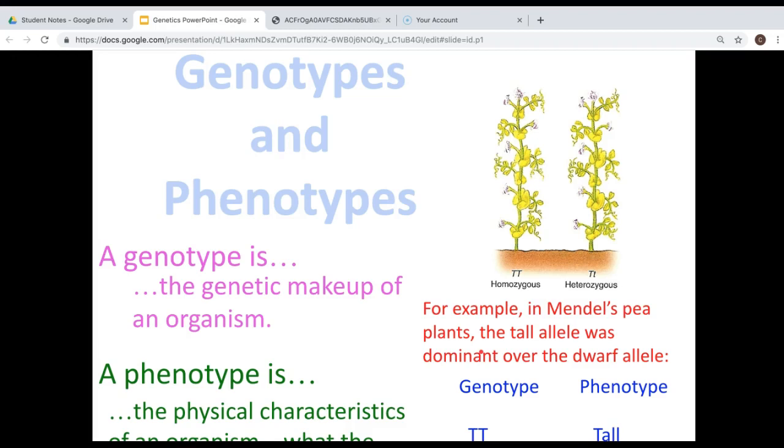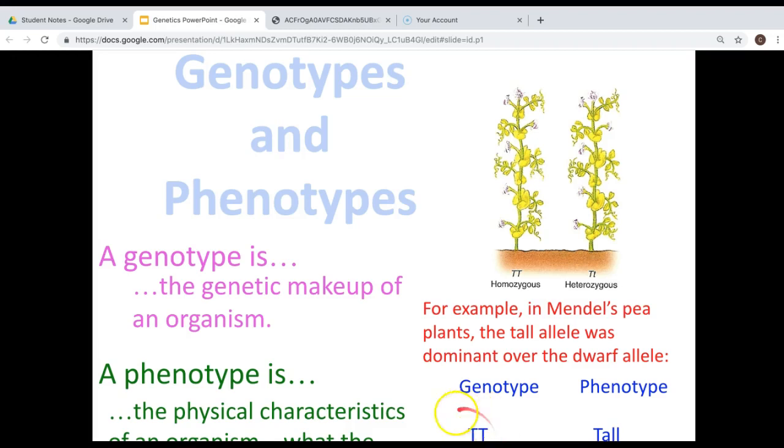So, for example, let's look at Mendel's pea plants here. Specifically the tall allele, again, which was dominant over the dwarf allele. So here's your genotype, which are the alleles. Remember, alleles are found on the genes which code for specific traits. Again, we're talking about height here. Big T, so this is, I hope you know, this is homozygous dominant. Heterozygous, you don't say dominant or recessive, just heterozygous, meaning 1 of each. And then homozygous recessive, okay?